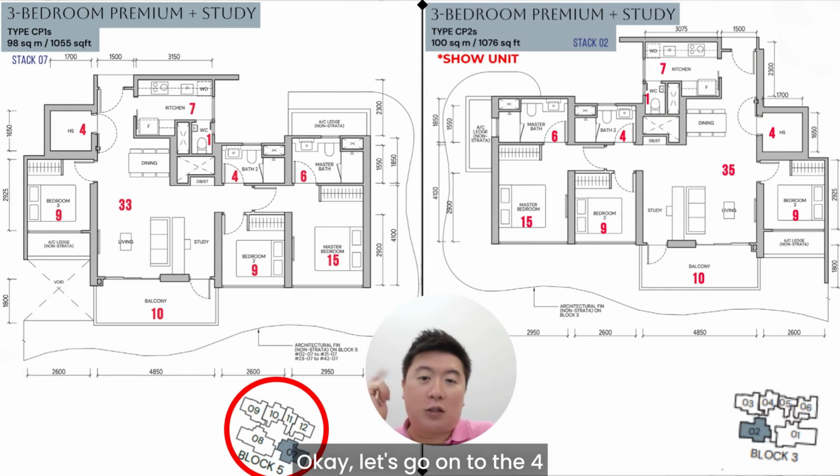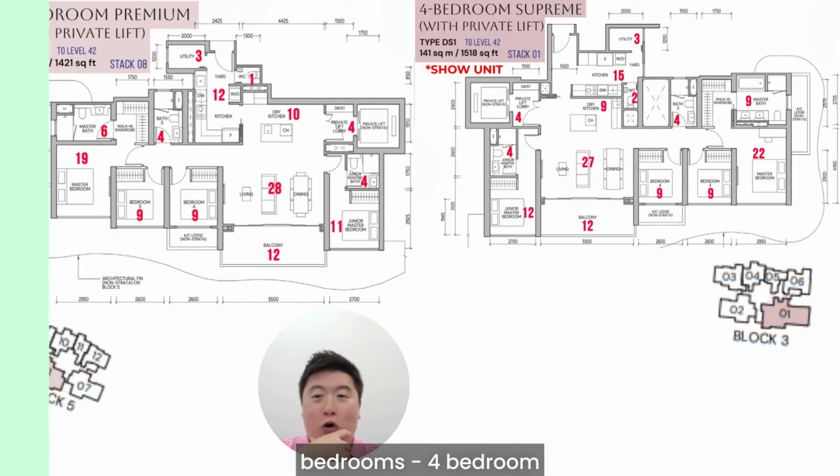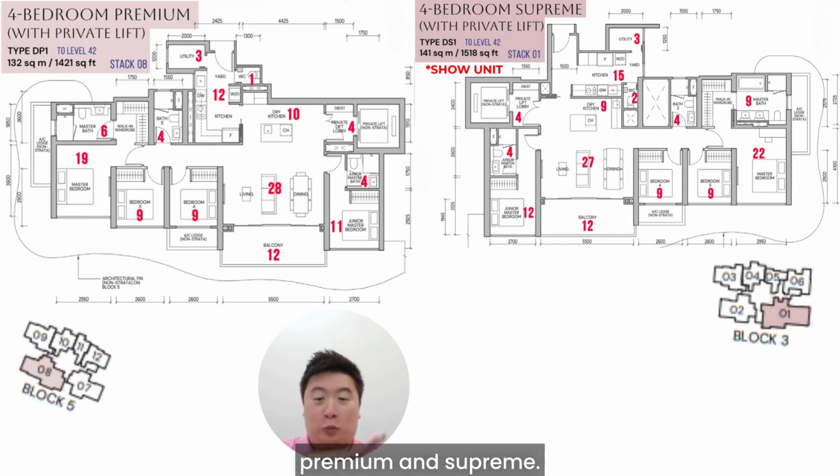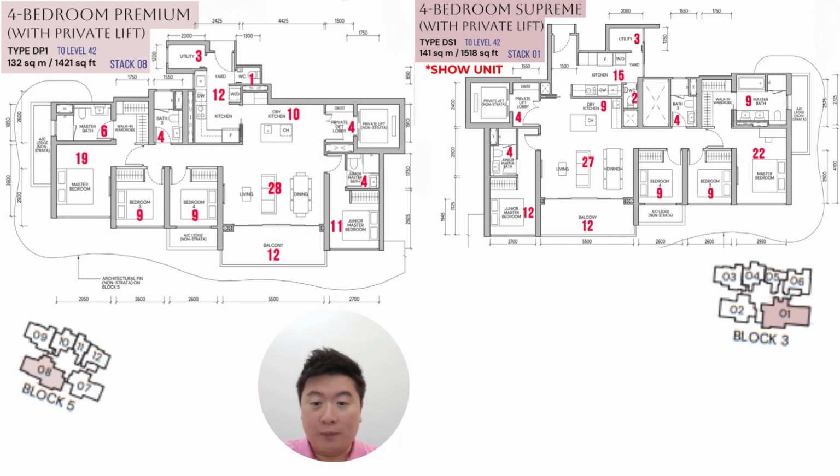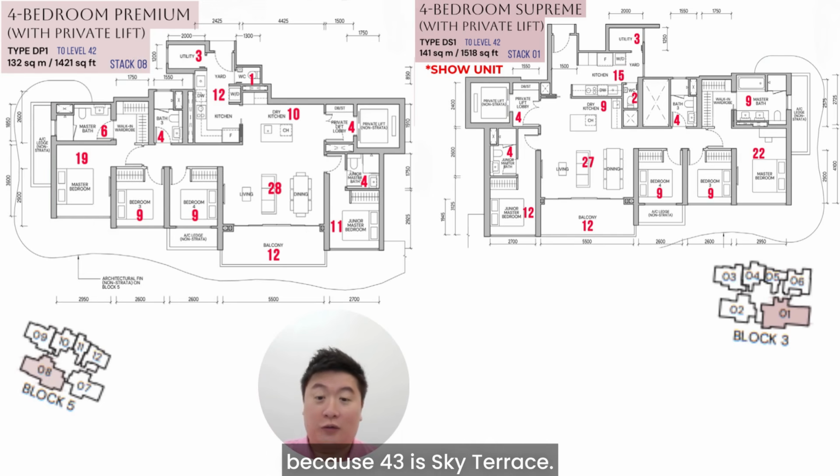Okay, let's go on to the 4 bedrooms now. 4 bedroom premium and supreme, they all have private lifts already. You have step 1 and step 8. In fact, this is only up to level 42. For these two steps, when it's 44 to 62, because 43 is Terrace, 44 to 62 is actually a different type of layout, a bigger layout.